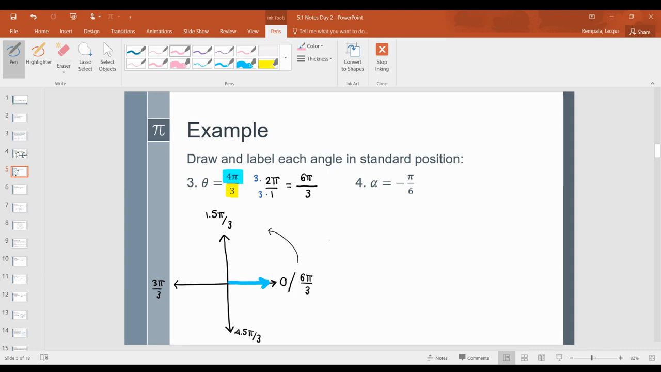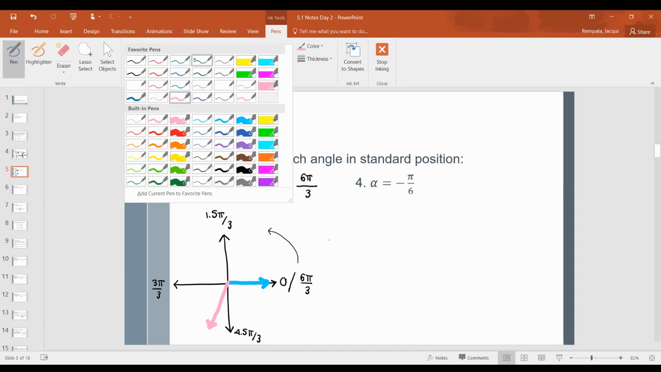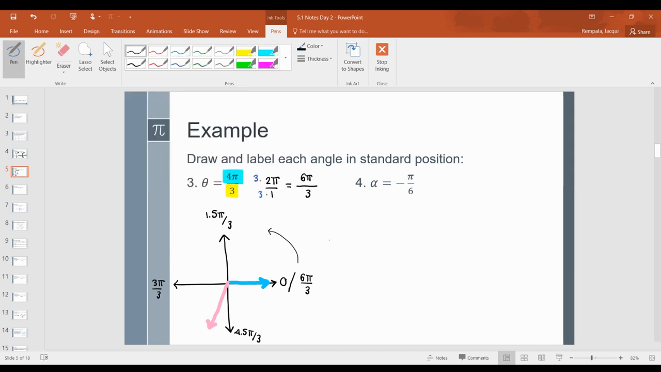Well, notice that if I look at all my numerators, 4 is going to be between 3 and 4.5. But it is going to be a little bit closer to the 4.5. Okay, so there's where my terminal side is. It falls in the third quadrant.